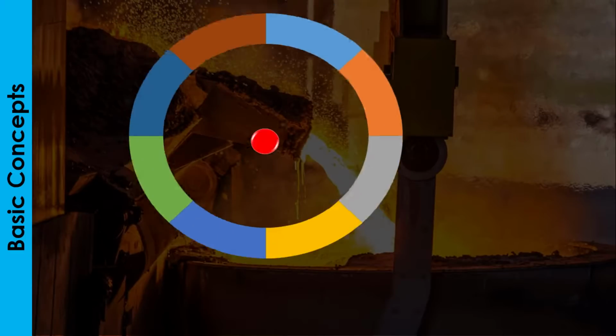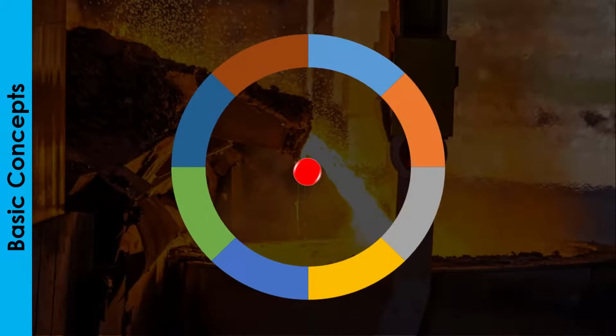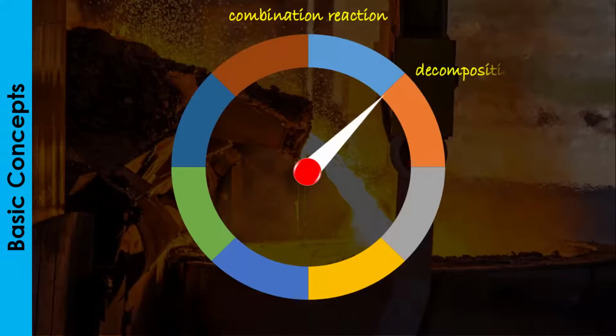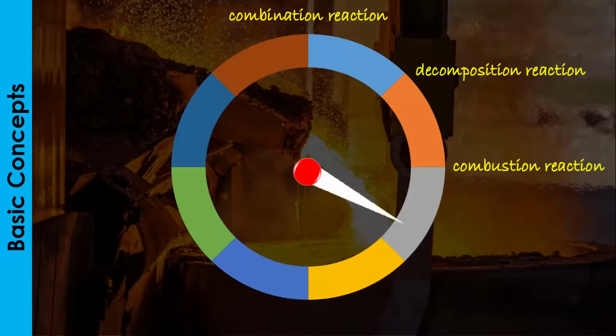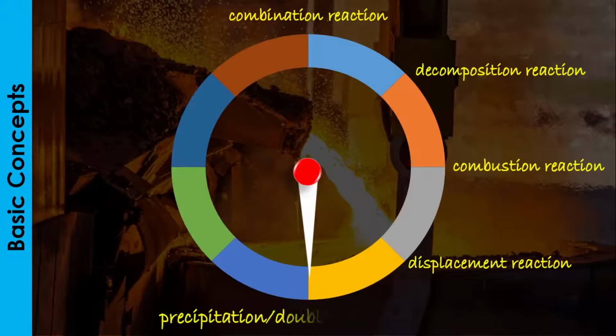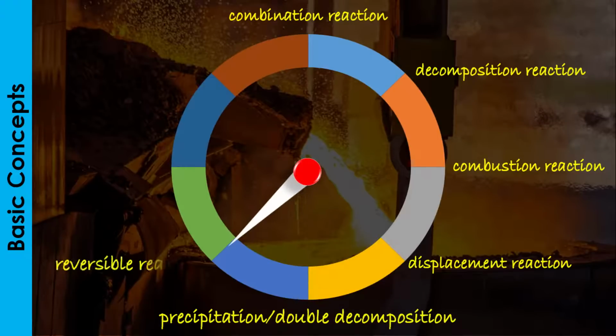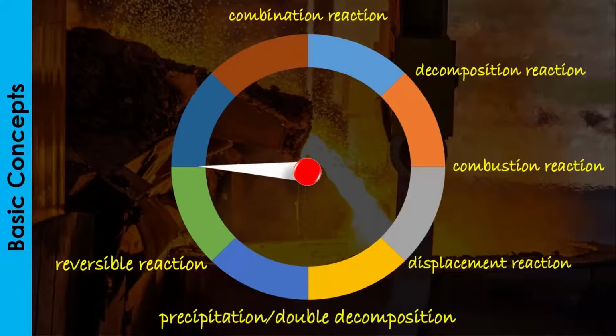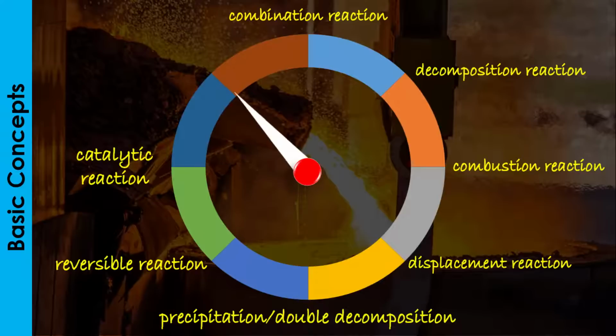There are numerous chemical reactions, but for the purpose of this lesson, we shall be looking at the following types of reactions: combination reaction, decomposition reaction, combustion reaction, displacement reaction, precipitation or double decomposition reaction, reversible reaction, catalytic reaction, and redox reaction.